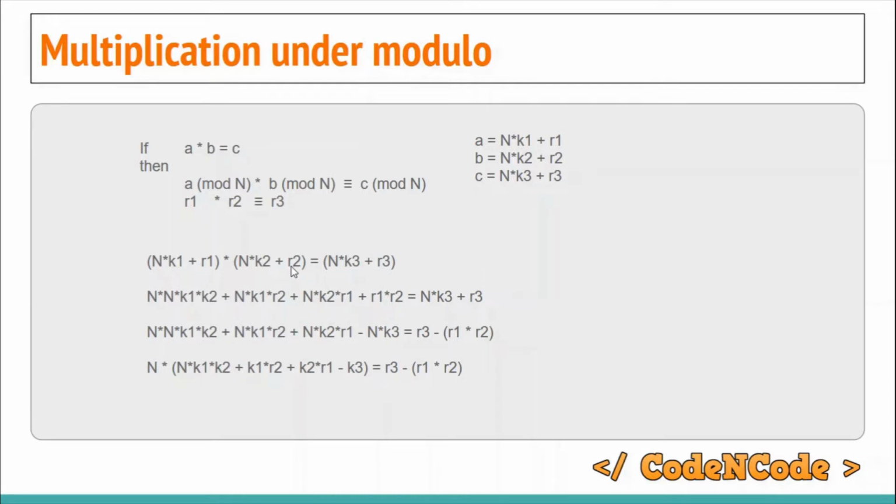And then since we have to prove that r3 minus r1 into r2 is a multiple of n, since we know that if two integers are congruent to each other, their difference is a multiple of n. If we are able to prove that r3 minus r1 r2 is a multiple of n, then that would conclude that r1 into r2 is congruent to r3.